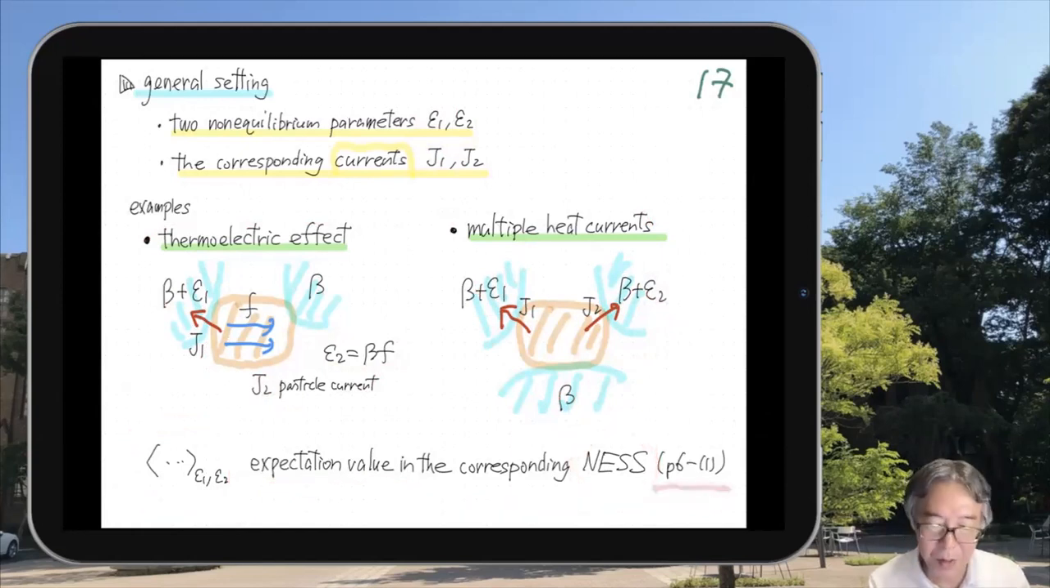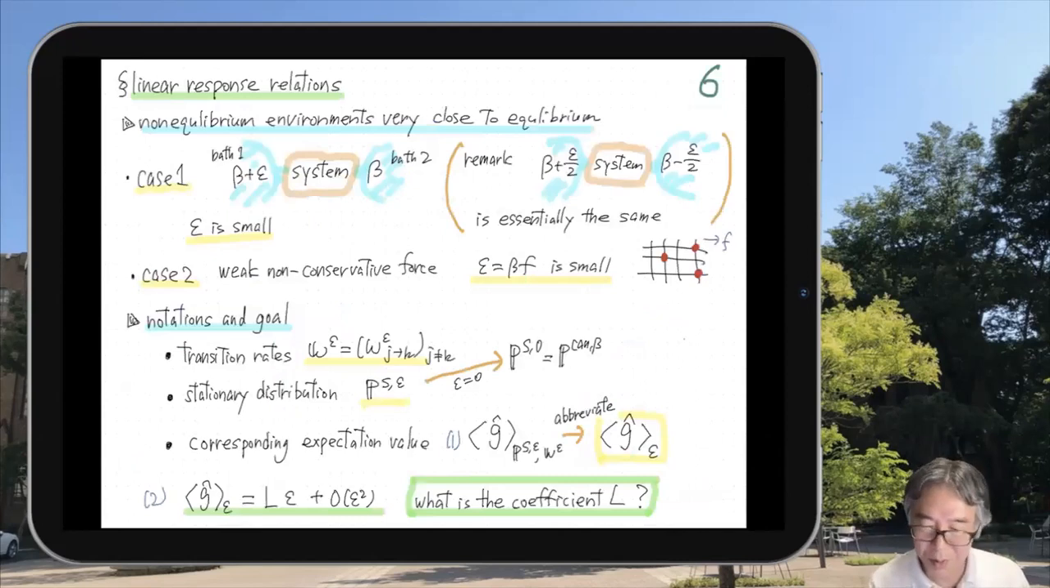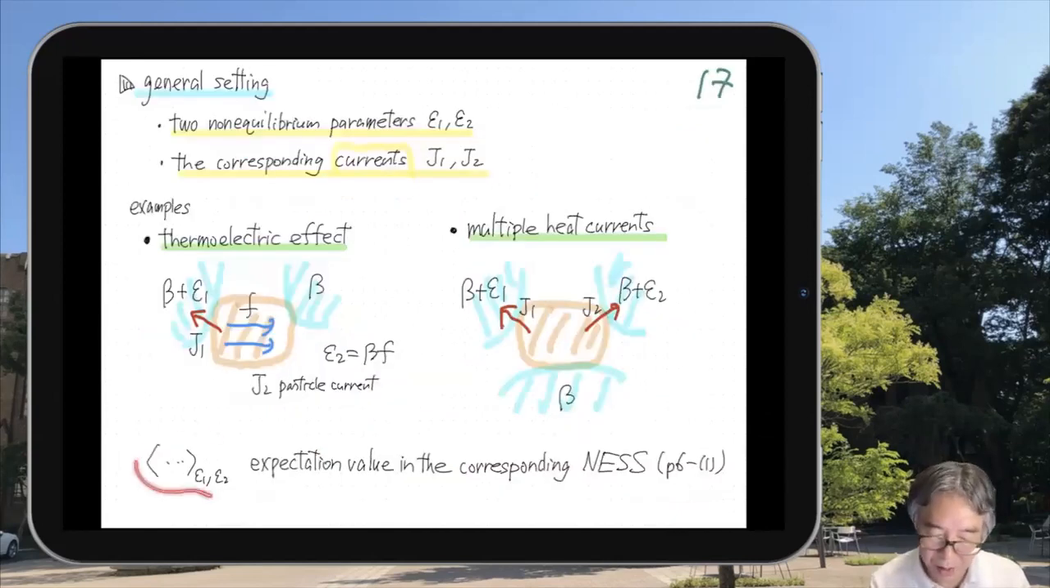Let's go back to page 6 of this part 4. Here, I simply discuss the stationary distribution under non-equilibrium conditions and the corresponding transition rates. This is the standard expectation value of a jump quantity, but I abbreviated it like this. Now in this case, we have a non-equilibrium steady state with 2 parameters, so it will have 2 parameters like this.